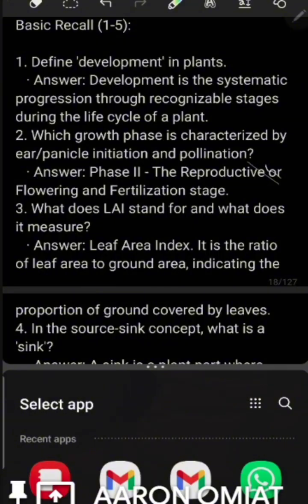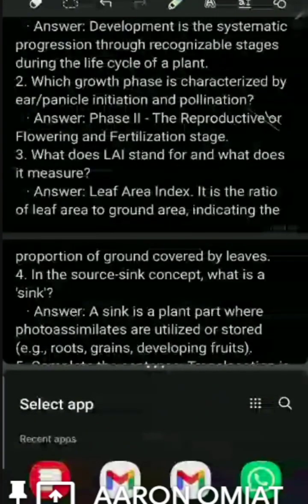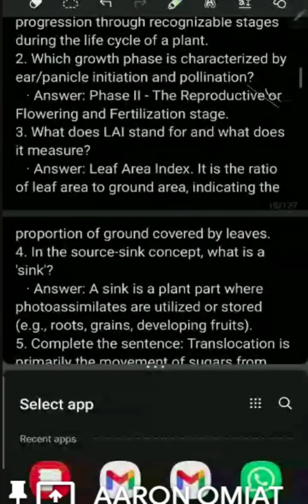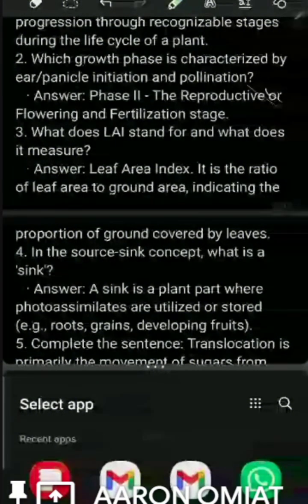So source is where the mature leaves, the ones which are responsible for producing food for the plant. Then sink is where the food is stored. In fruits, in the fruits. In maize, in the grains. In stem tubers like Irish potatoes, in root tubers, it's in the roots like cassava. A sink is a plant part where photoassimilates are utilized or stored. Can be roots, grains, or developing fruits. Photoassimilates, just take it as food, the product from photosynthesis.